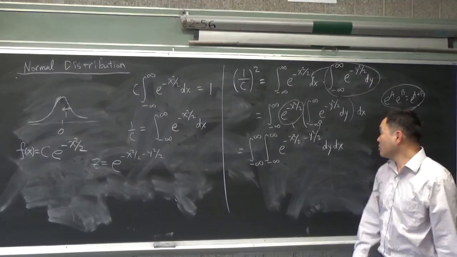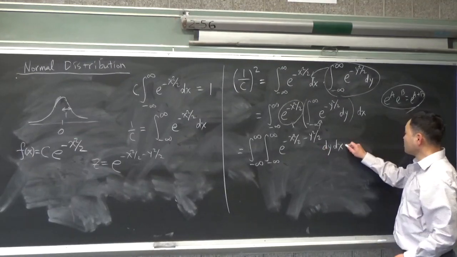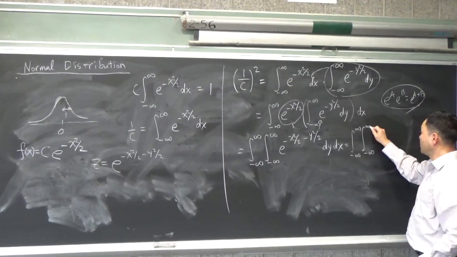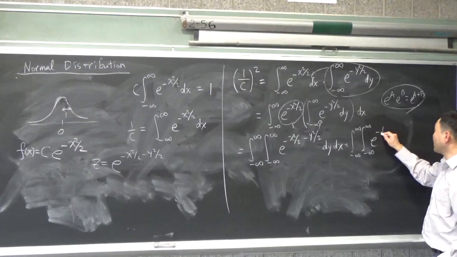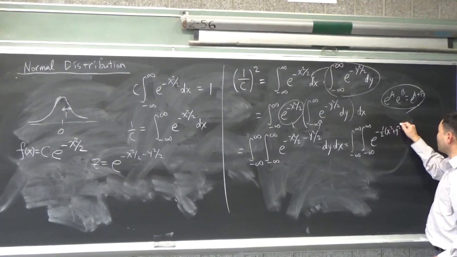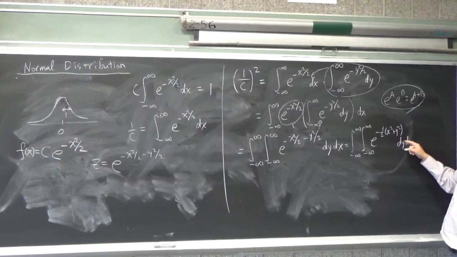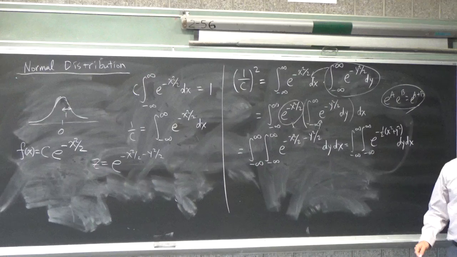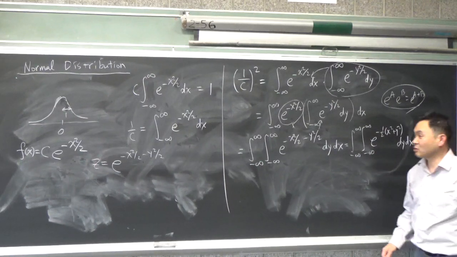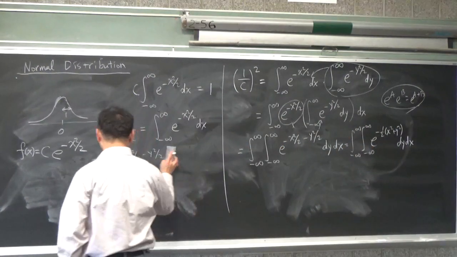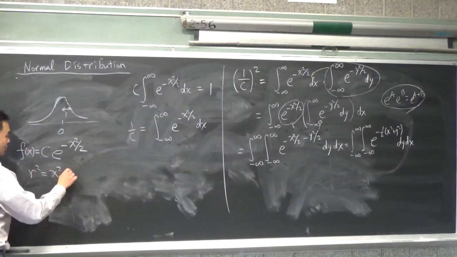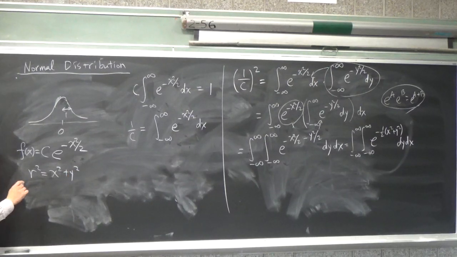And then looking at this, I see that this looks like e to the negative 1/2 times (x squared plus y squared) dy dx. And if you have x squared plus y squared, that reminds you of r squared equal to x squared plus y squared, right? Where is that from? Equation of a circle. No, for a sphere. r squared equals x squared plus y squared. This is from the polar coordinate system. Okay?